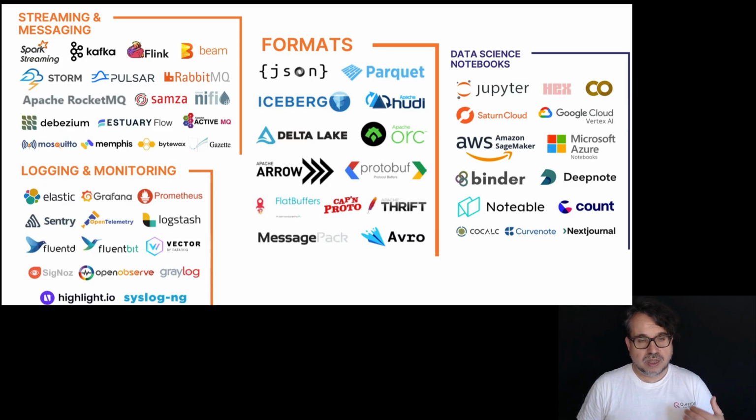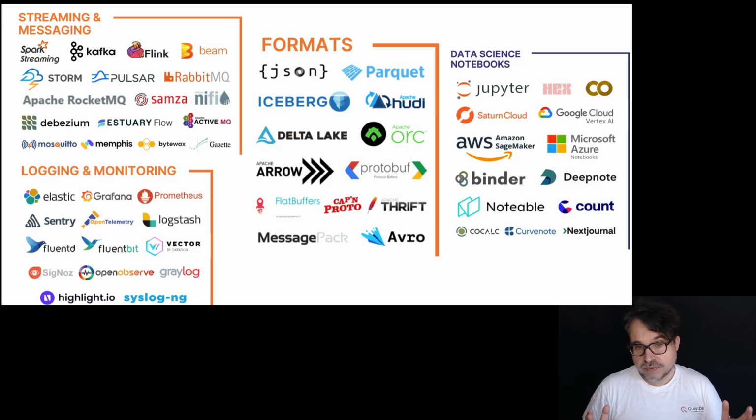When it comes to streaming data, message brokers or stream processors like Kafka or Flink or Apache Spark. Again, plenty of options. Even for things like data formats. Should I use JSON, Parquet, Arrow, Avro, Iceberg, which is now very much in fashion? As you can see, plenty of options for any part of the stack.